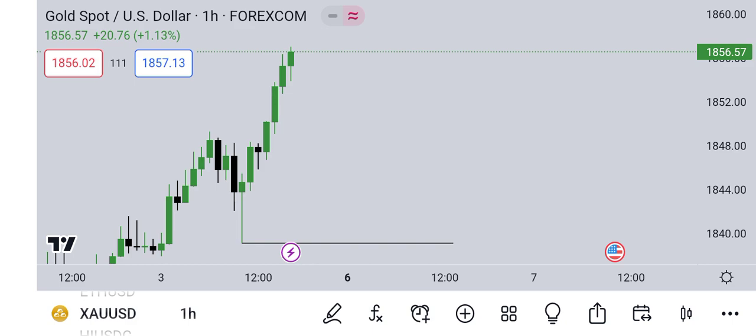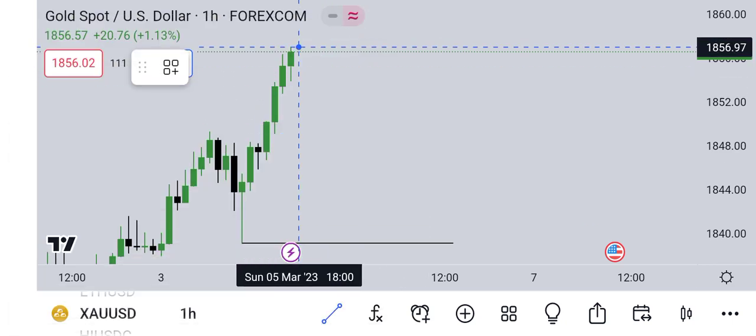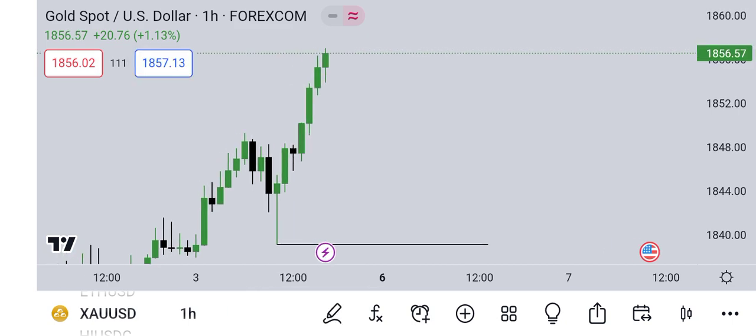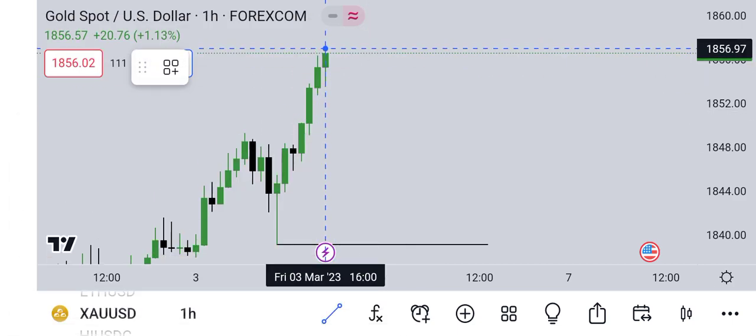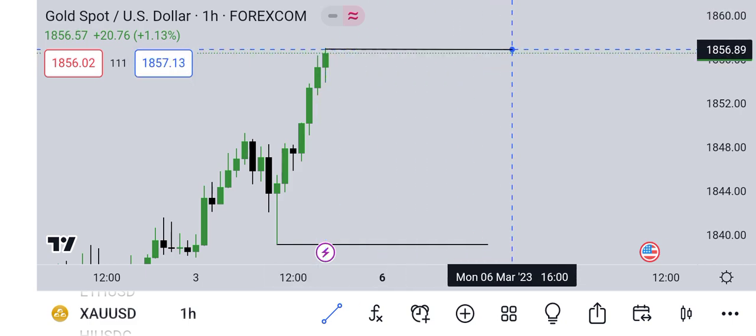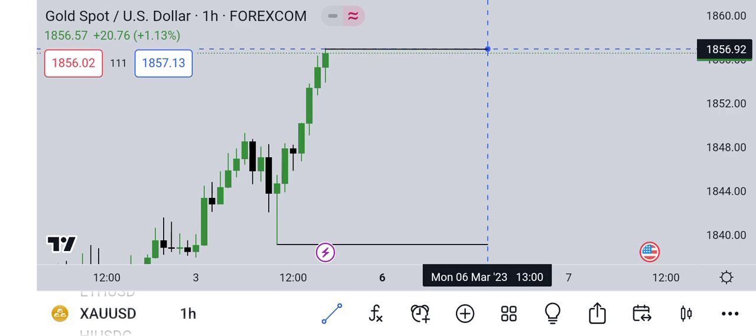I'll reference this low, then I'll reference this high as my 1 hour range now. That'll be around the New York session on Friday. That's my 1 hour range now.